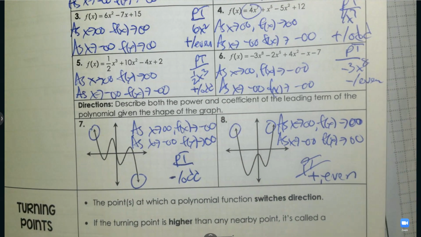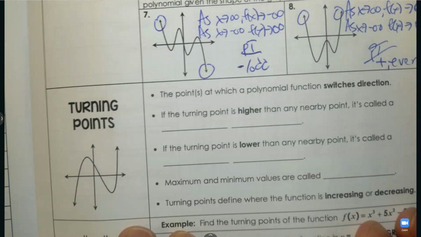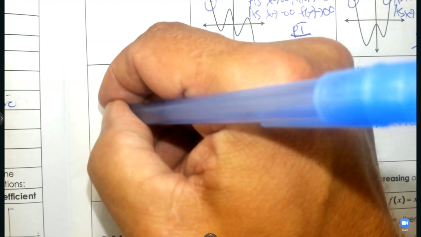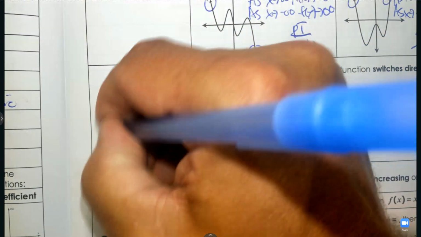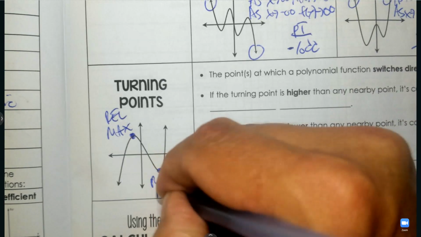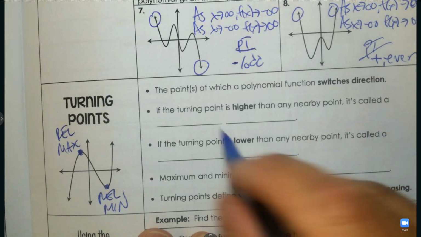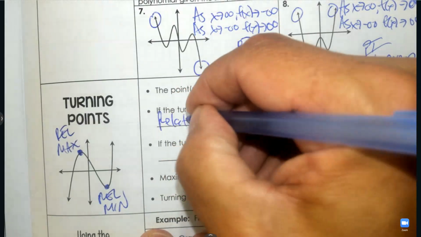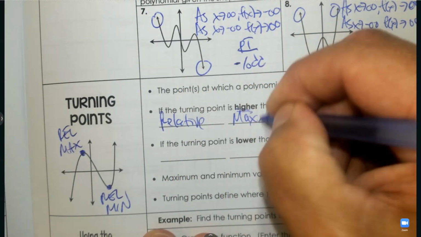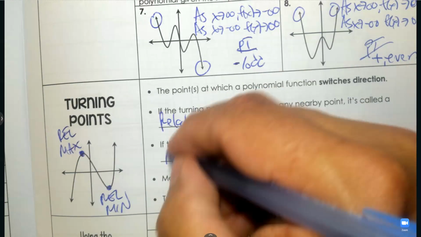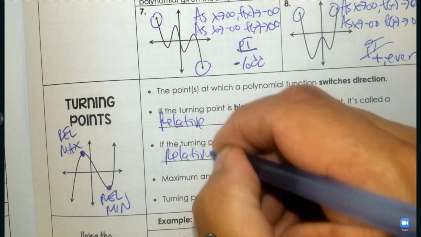All right, next part of the lesson, turning points. When a graph has a turning point where it turns, if it has a high turning point, we call that a relative maximum. And if it has a low turning point, we call that a relative minimum. So if that turning point is higher where it turns, again, the full word, relative maximum. And if it's a lower one down here, we call it a relative minimum. Again, you can press pause if you need to.